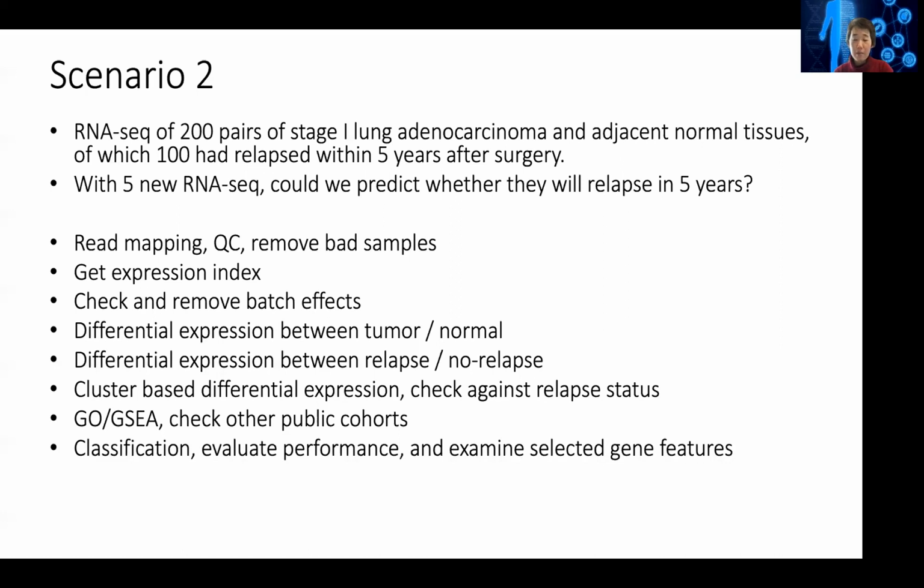And finally, you can run classification. This can be run directly on the tumor samples to look at the difference between relapse and non-relapse. Or you can run this on the differential genes: you just collect all of those genes that are different between tumor and normal, and then run machine learning on them.